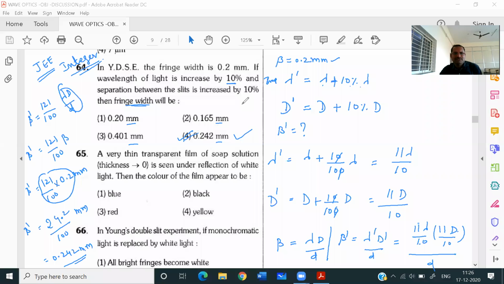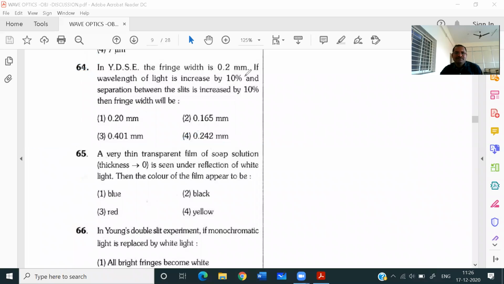Next, question number 65. What are they given? They are given that a very thin transparent film of soap solution, thickness almost 0, is seen under reflection of white light. The color of the thin film appears to be black. See, under reflection, where maxima will form and where minima will form. Minima is nothing but darkness, so it will become black. Remember this conceptual question.